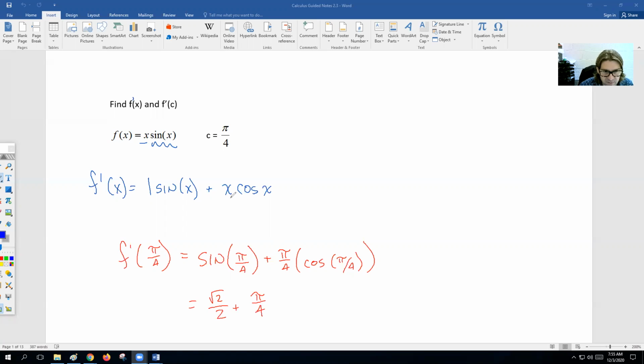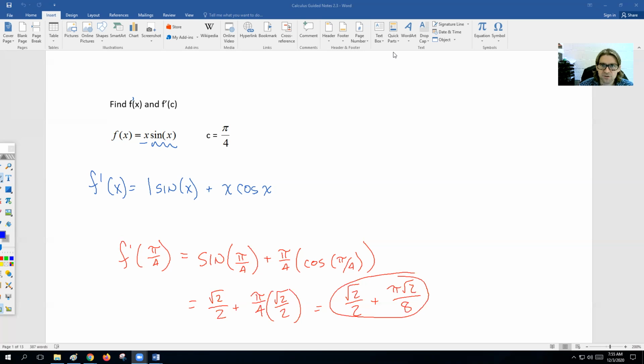Now this pi over 4 is being multiplied by cosine. The cosine of pi over 4 is also radical 2 over 2. So the answer would be radical 2 over 2 plus pi radical 2 over 8. There we go. Now that would have some decimal approximation, and if you want to plug that into a calculator, you can always do that.